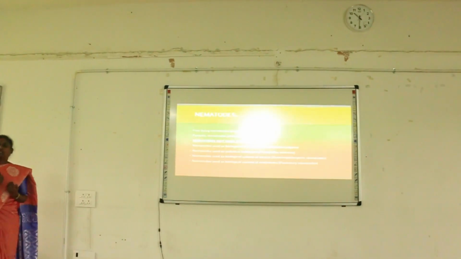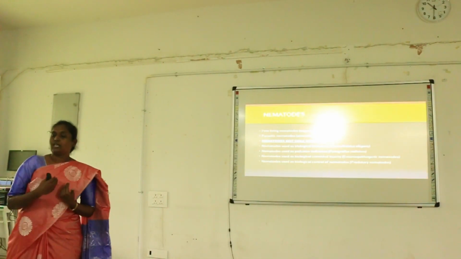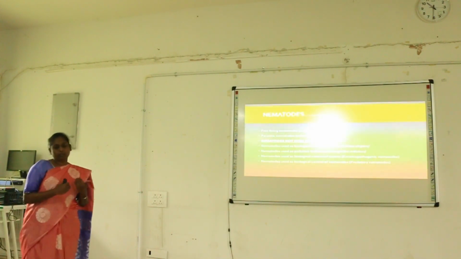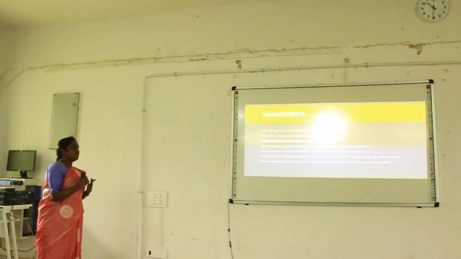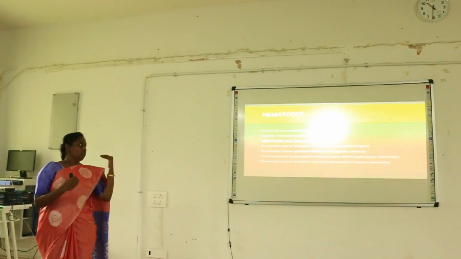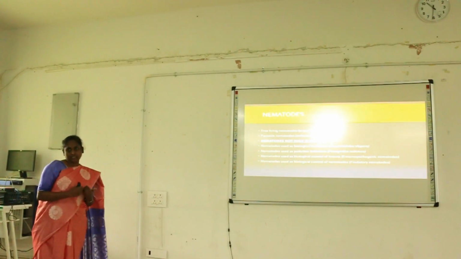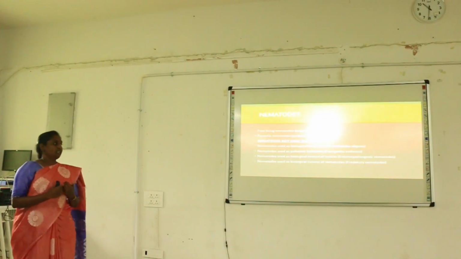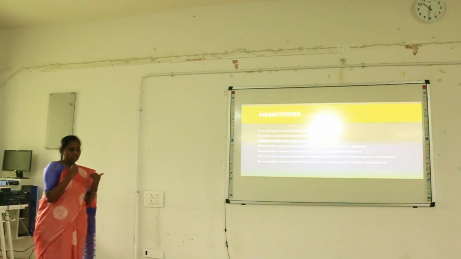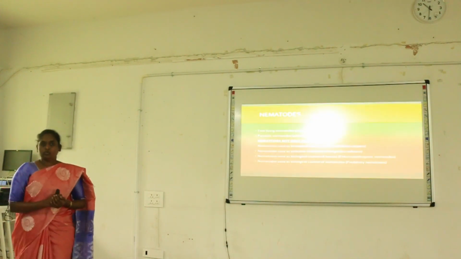Nematodes are generally classified into two categories: free-living nematodes and parasitic nematodes. The parasitic forms come under both animals and plants. Not only these two categories, nematodes are also used as biological indicators, pollution indicators and biological control agents.